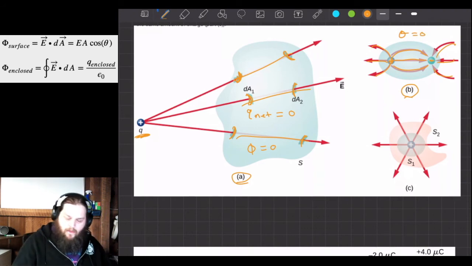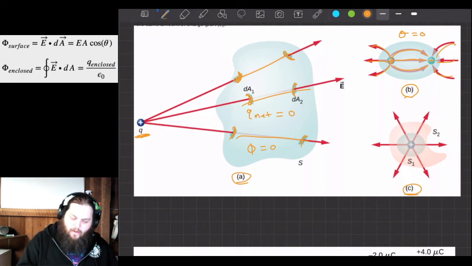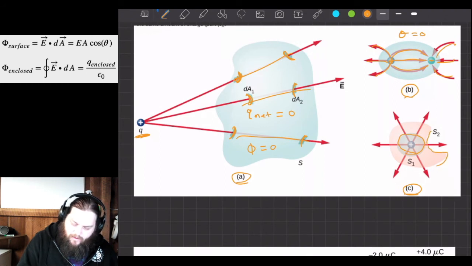Looking at the third one, part C down here, we compare, there's 2 surfaces here. There's S1, which I'm going to say is this one here, and there's S2, which is this weirdly funky shaped one out here.